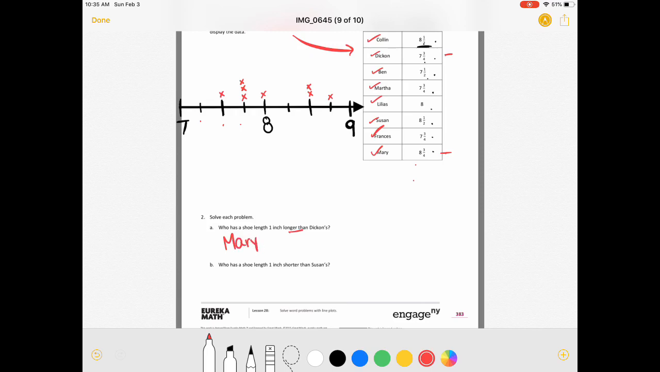Now I can show you that too. Dickon was 7 3/4, so I'm going to write 7 3/4 out here. And 1 inch longer, if I added 1, is going to give you 8 3/4. And the only one that matches that is Mary. Okay, the next one says, who has a shoe length 1 inch shorter than Susan's? Well, Susan had 8.5, and if you subtract an inch, you're just going to get 7.5. So the only person with 7.5 is Ben, so he's going to be our answer.